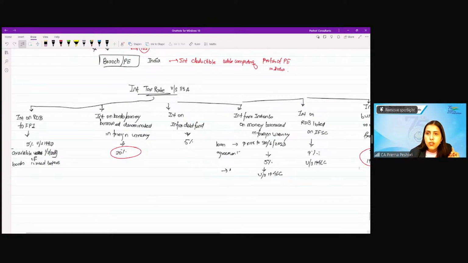Is it clear? Is interest part clear? Any questions so far? Any doubts? Yes or no? Any questions? Any doubts? Fine.